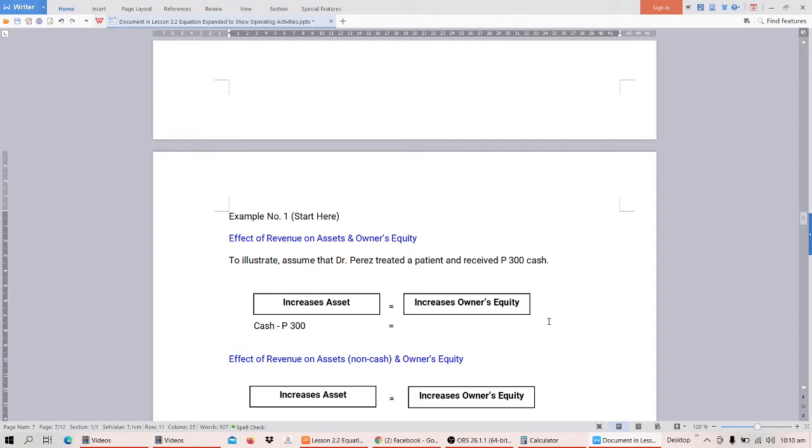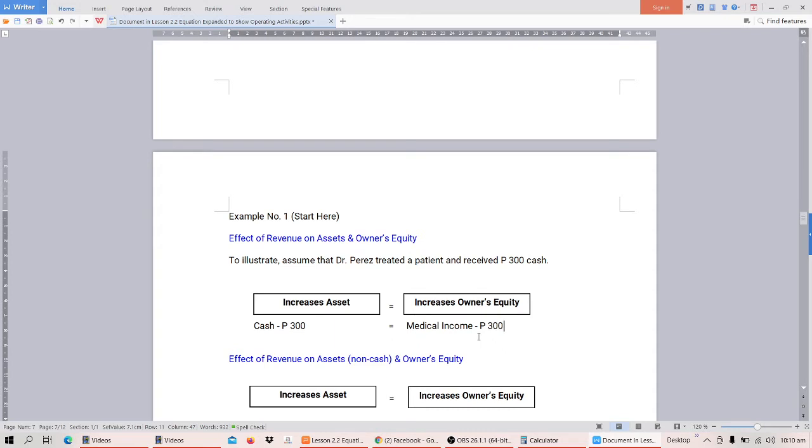So the account title we are going to use here is the medical income. Since Dr. Paris treated a patient, there is a medical income amounting to 300 pesos also.